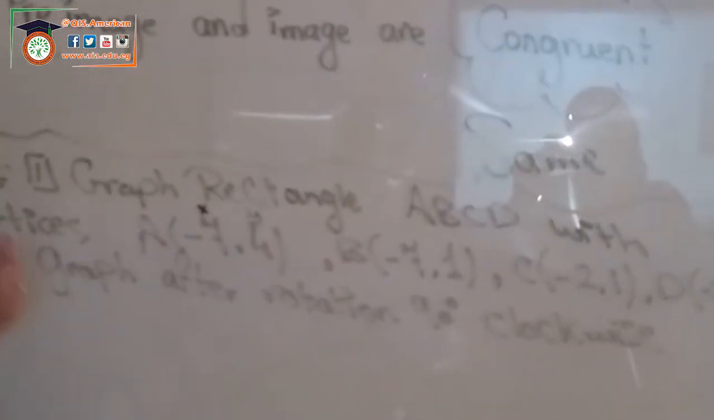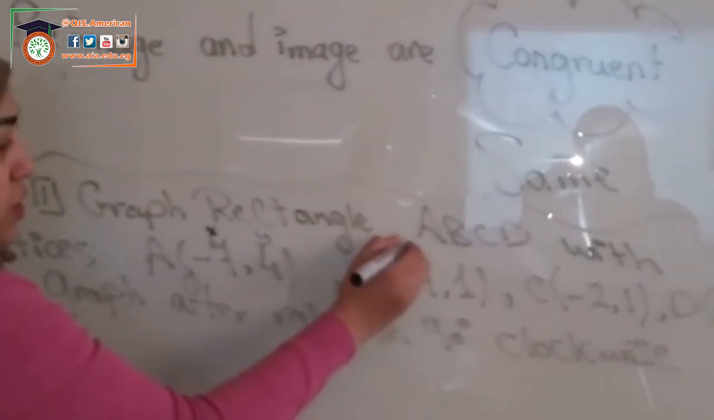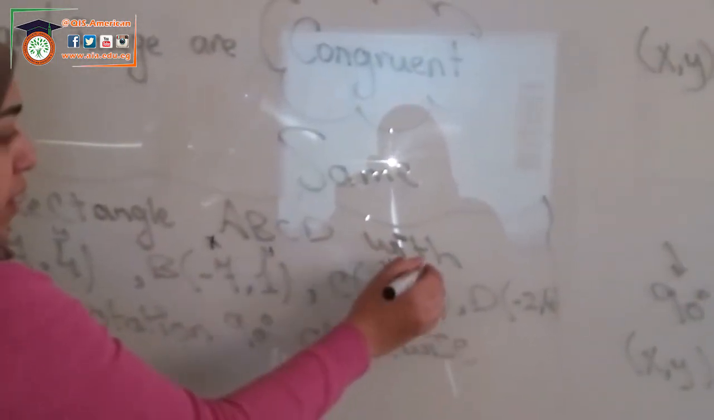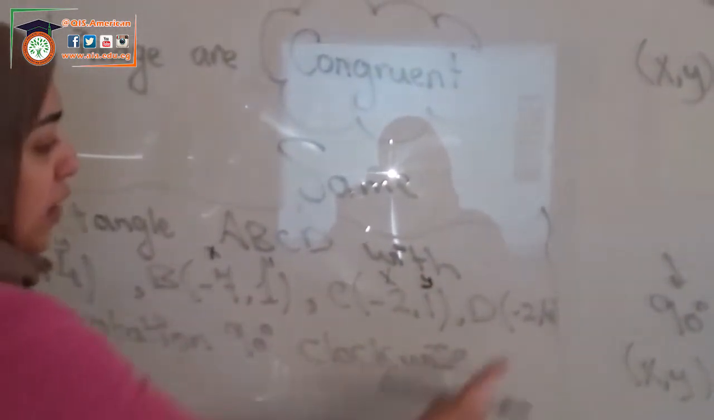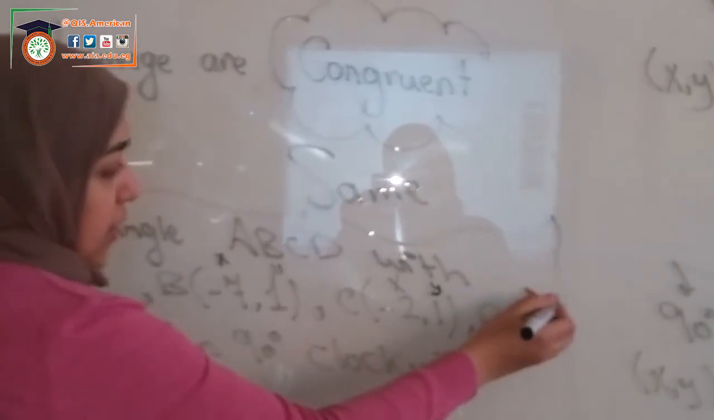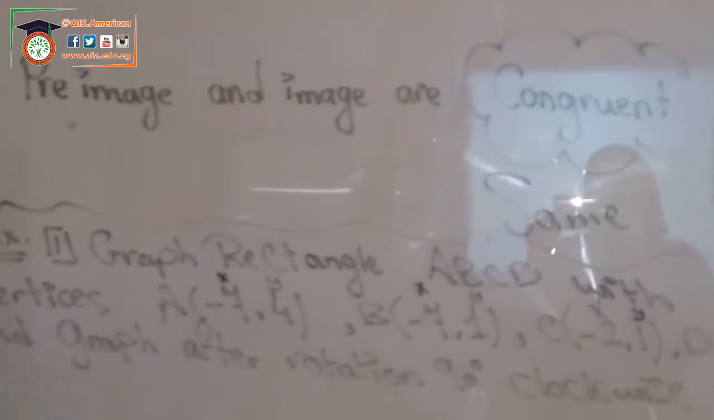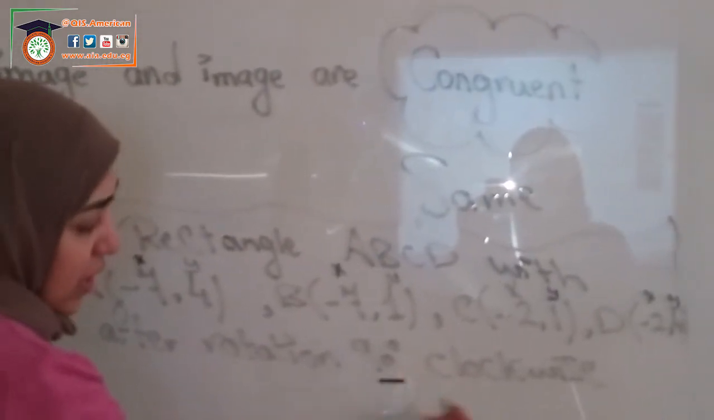Second one, B, negative 7 and 1. So negative 7 is x, and 1 is the y. C, negative 2 and 1. So x and y. D, negative 2 and 4. Here I have an x, and here I have a y. And graph after rotation 90 degrees clockwise. So I need to graph it first with the original, or pre-image, which is rectangle ABCD, and after the rotation. They ask you to rotate 90 degrees clockwise.